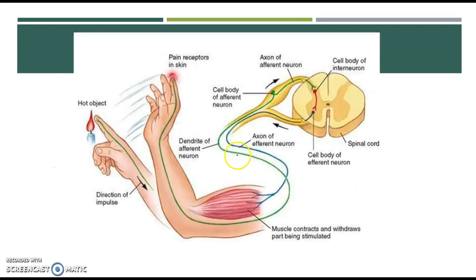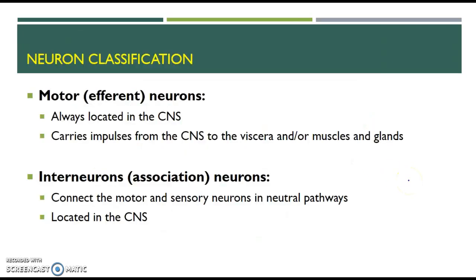So this is just showing you, here's an example of a pain receptor. That's going to be a sensory neuron. It signals that, oh my gosh, we just touched this hot object, and it's going to send that information to the spinal cord, which is part of the central nervous system.